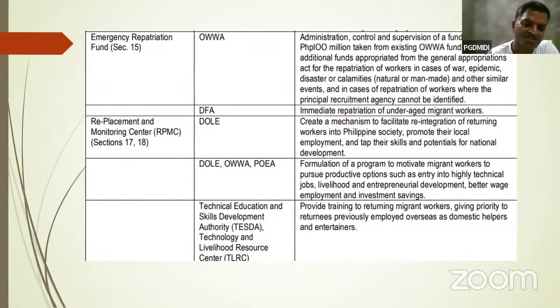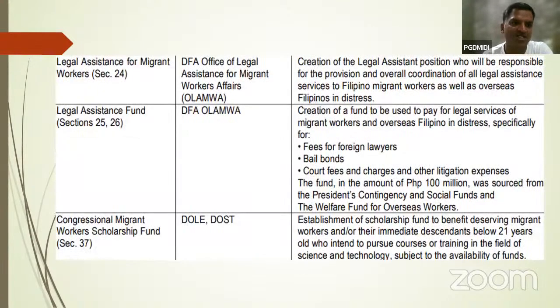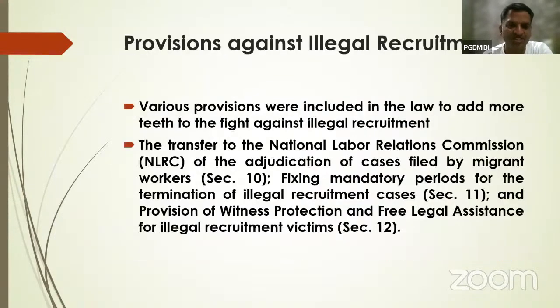then there is the technical education and skill development authority, which actually promotes skill enhancement, and then legal assistance. Then you have the migrant workers scholarship fund. So these are some of the very advanced level planning of how to manage their migration. Then there is provision against illegal recruitment.